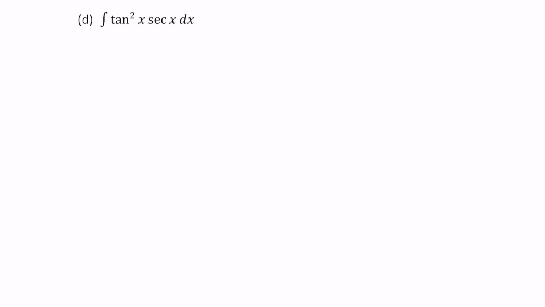Now let's recall our two cases for integrating tangent and secant. So we usually look for one of two things. We either look for secant raised to an even power, which we don't have. Secant is raised to an odd power. Or we look for tangent raised to an odd power. Again, we don't have that because tangent is raised to an even power.